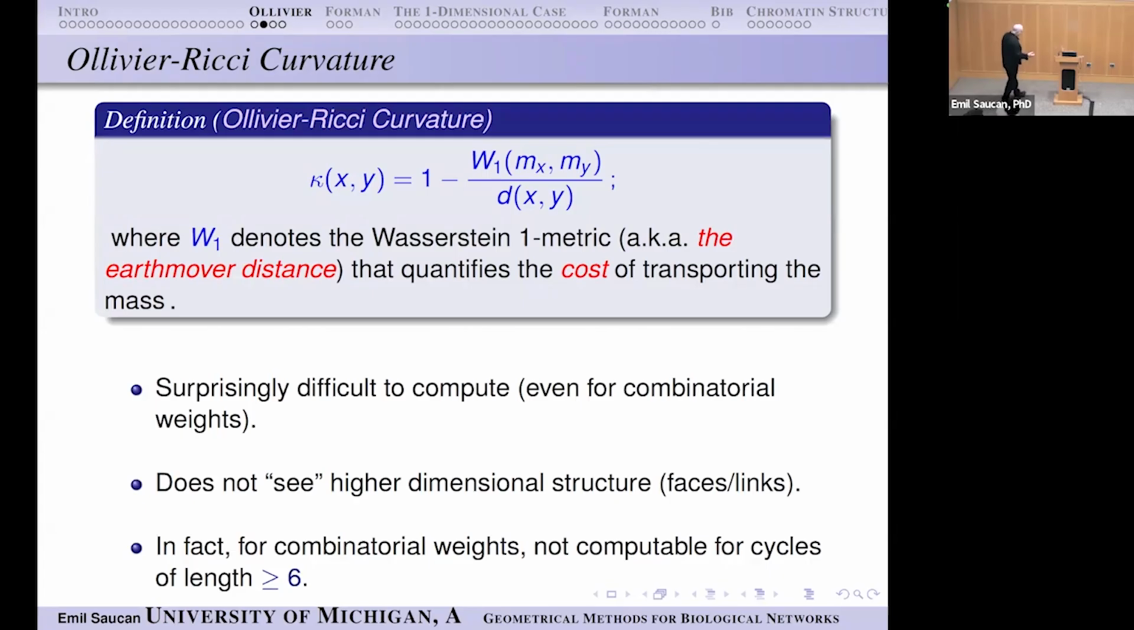And this is a very nice picture. People like it. People try to apply it a lot, but it looks cool, but it's hard to compute. It's hard to generalize to higher dimensions, to more complex structures. It doesn't see hexagons or higher order faces, but it's still good for something.